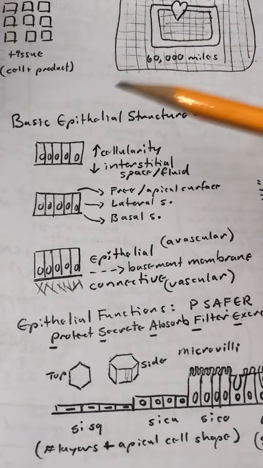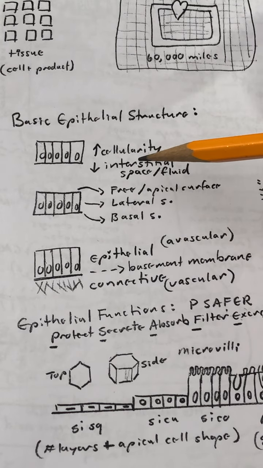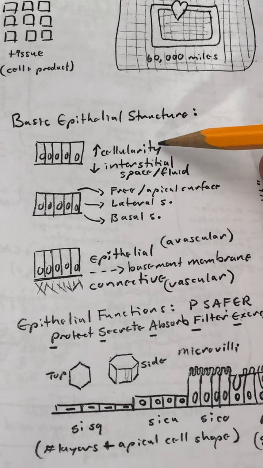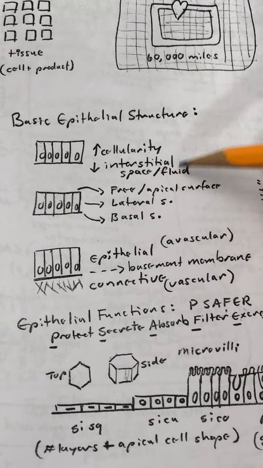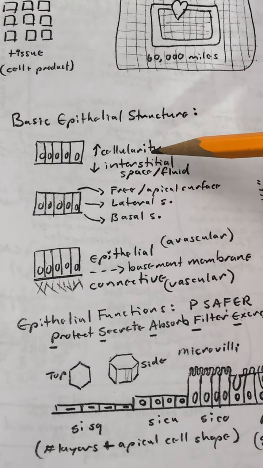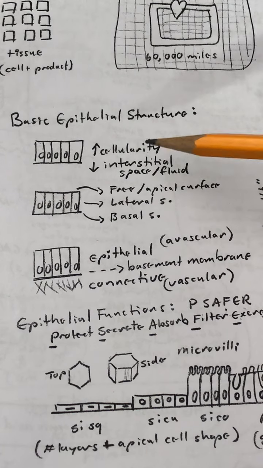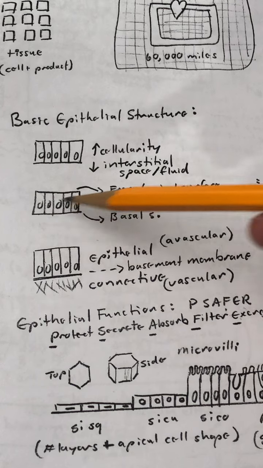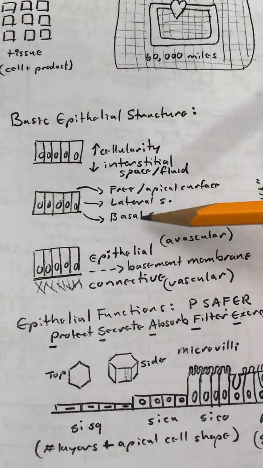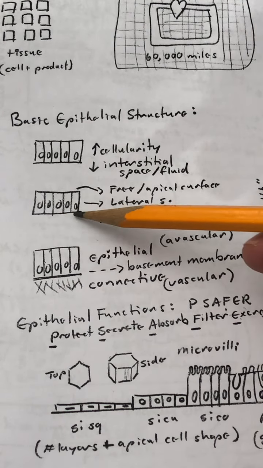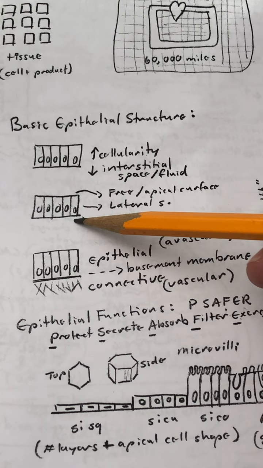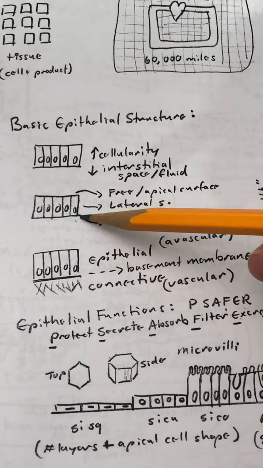Here's some basic epithelial structures. When we look at epithelial tissue, we expect it to have high cellularity and very little interstitial space or fluid. High cellularity just means that there's a lot of cells packed into that space. They're like boards in a fence. Next, we have at least 3 different surfaces we have to identify. There are the lateral surfaces where the cells touch each other. There's the basal surface where the cells are touching the next tissue below that. Something called a basement membrane we found down here.